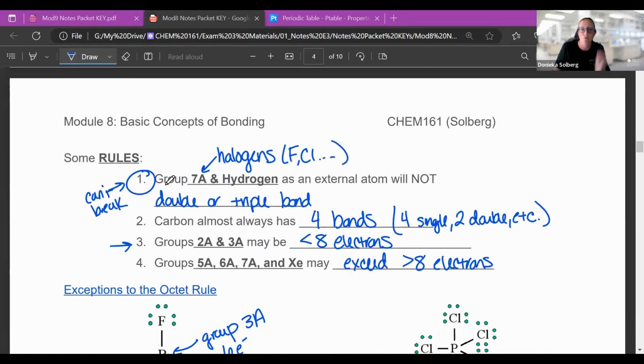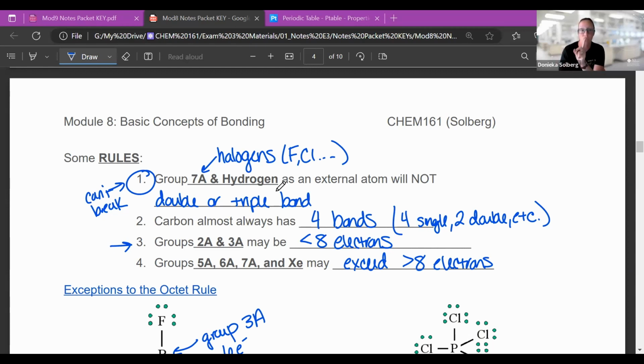Now, there are some rules also, like don't break this rule. Okay, rule number 1, you cannot break this rule. The group 7A, so the halogens, right? Fluorine, chlorine, bromine, and hydrogen. So group 7A and hydrogen, if they are external atoms, meaning not in the center, they will not double or triple bond. If you think about it, halogens have 7 valence electrons, so they only need to share one valence electron with another atom to get their full octet. So they are not going to double or triple bond. Anytime they're on the outside, now if it's in the central, it's different, but if they're on the outside, they cannot double or triple bond.